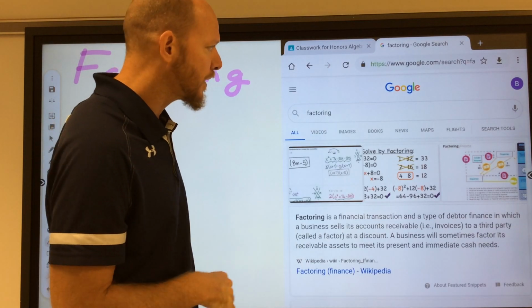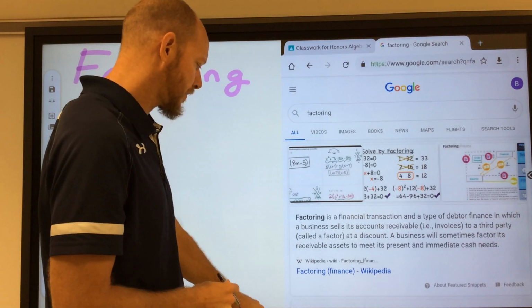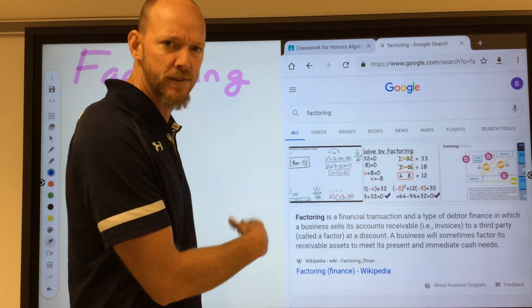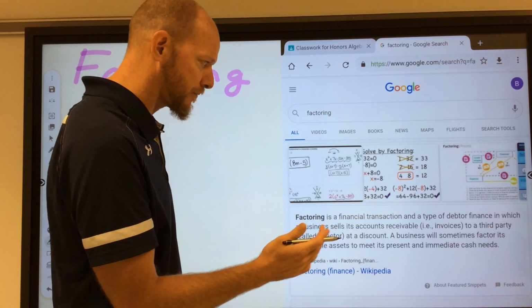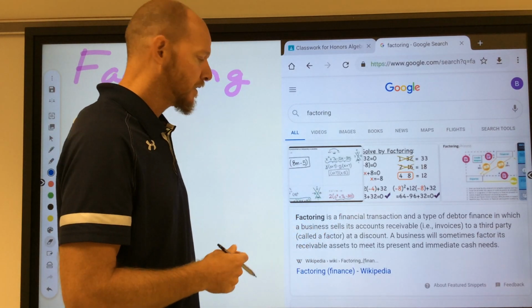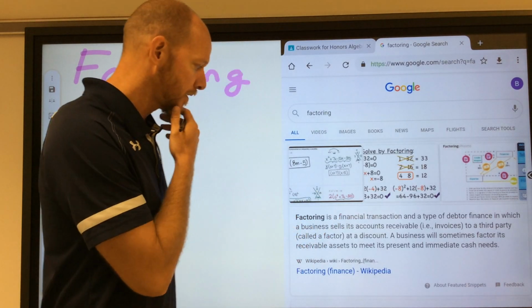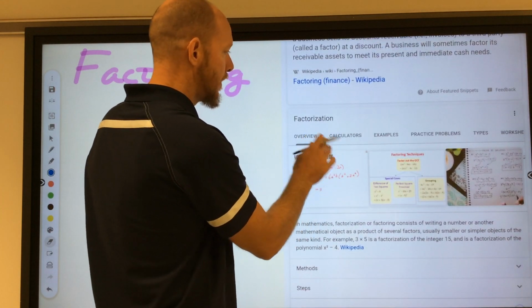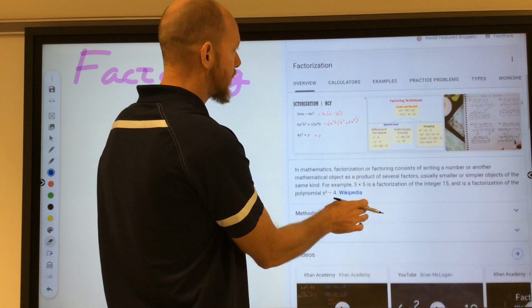But then all of a sudden in their definition, when it comes down to factoring, it's telling me that it's a financial transaction whenever some company's selling off their business. That doesn't sound like what we're going to be studying. So maybe I have to scroll up a little bit further. Oh, all right, here we come across factorization.